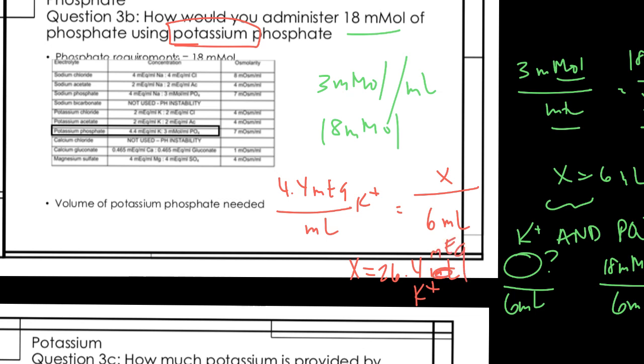So in that 6 milliliters, I have 18 millimoles of phosphate, which also contains 26.4 milliequivalents of potassium. It's different units, so it might be confusing, but they're different ions. In that solution, you have both potassium and phosphate, each with their own concentration units. So we're going to write that down in our table.